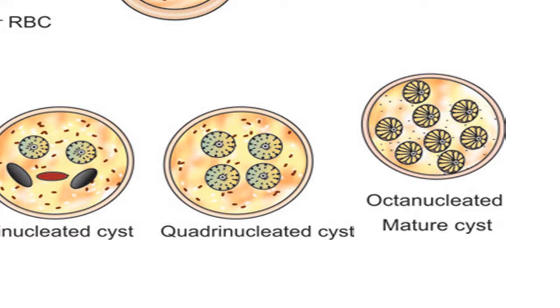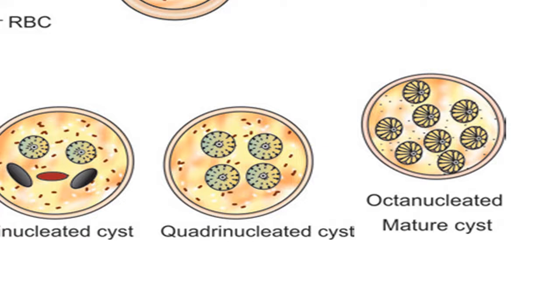8 nuclei. Then when we consider the karyosome, in the case of Entamoeba histolytica, at the center we can see the karyosome. But in the case of Entamoeba coli, the karyosome is present in an eccentric position, that means not in the center, inside the nucleus.